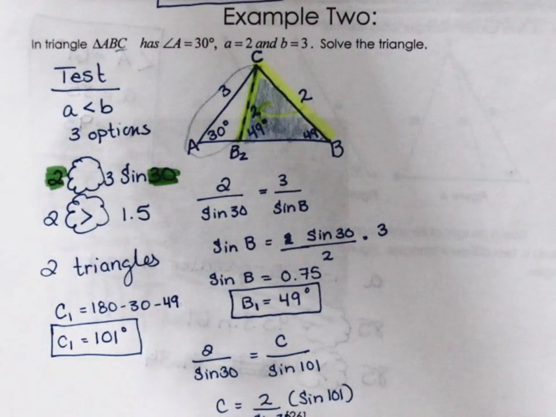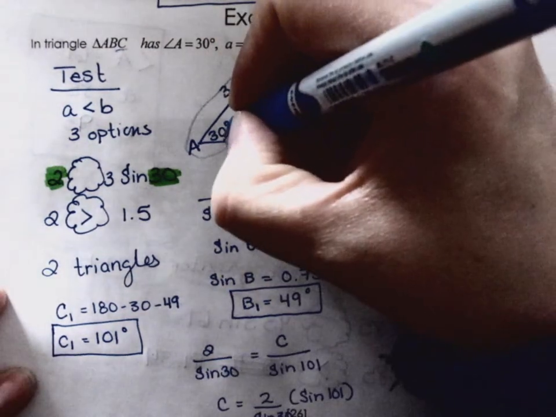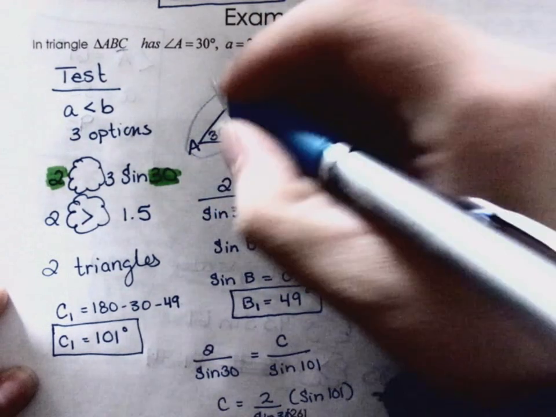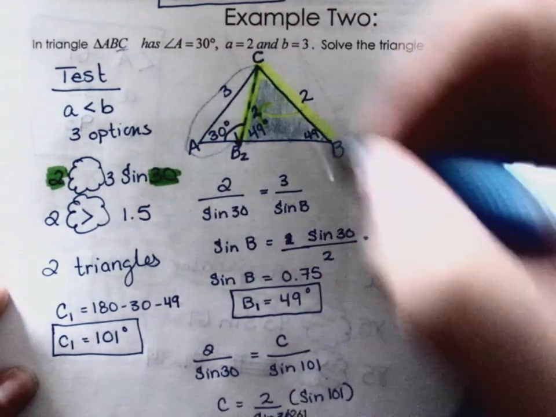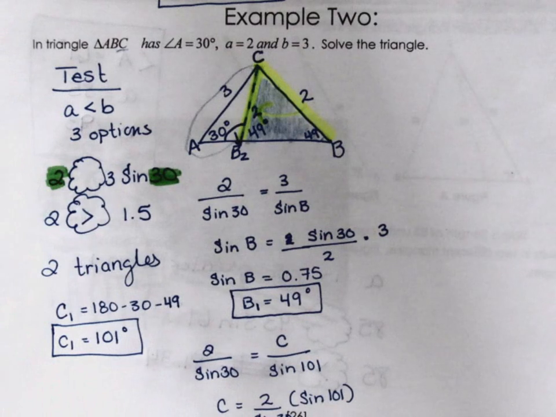What is the angle measure on a straight line? 180. So what is angle B2? Because that's where angle B2 is inside that white triangle, because that's the triangle we're trying to find. You can do this in your head, folks. 131. How'd you do that?